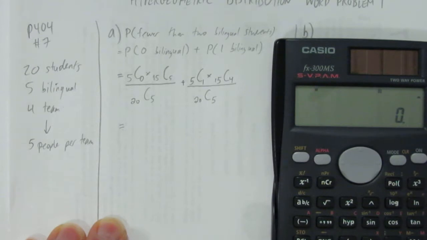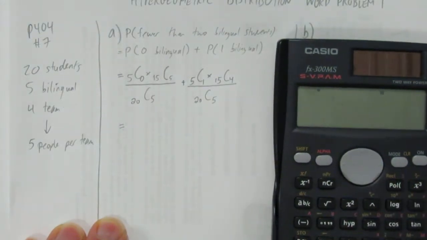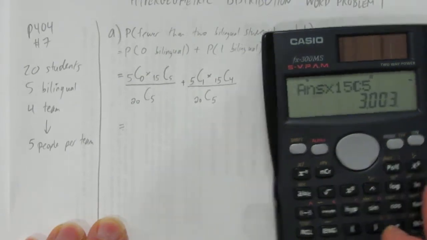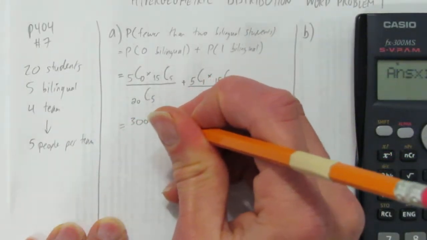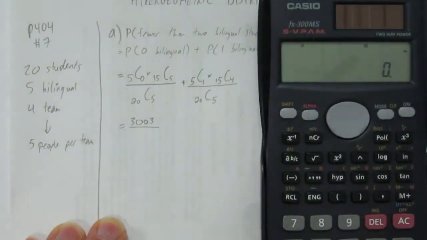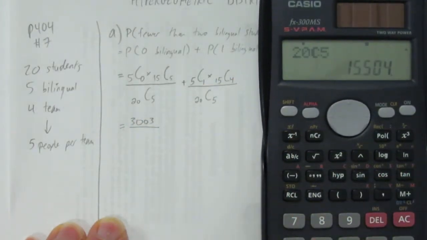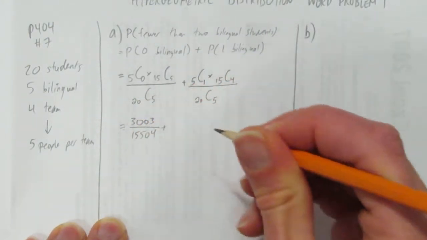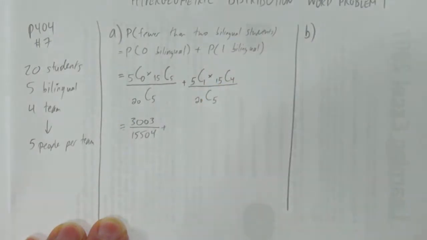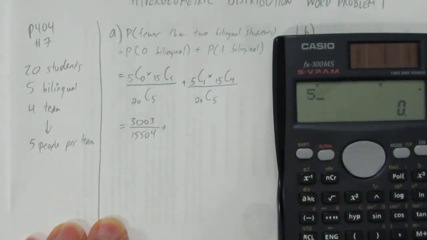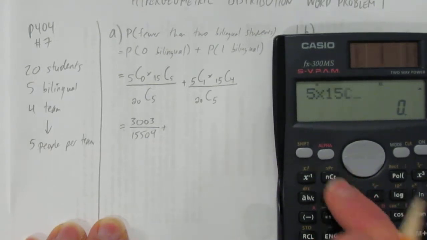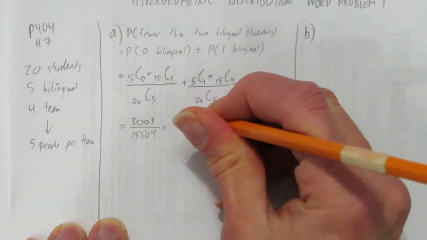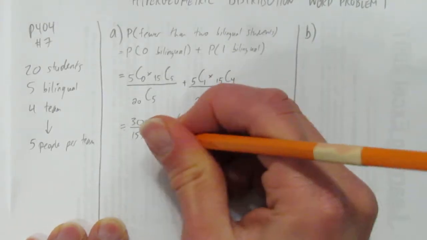So 5 choose 0 is easy, that's just 1. You can check on your calculator. 5 choose 0 is just 1, times 15 choose 5. We get 3003 over, what's 20 choose 5? 15,504. And now on the top here, 5 choose 1, second fraction. 5 choose 1 is just going to be 5 times 15 choose 4. And you get 6,825 over, I already know what 20 choose 5 is, it's just 15,504.